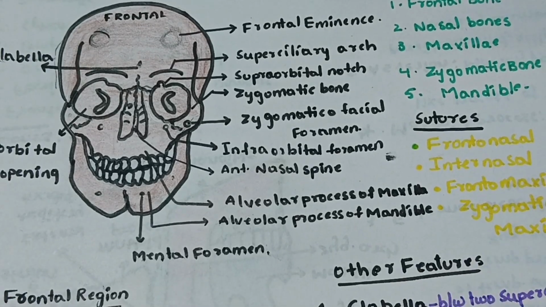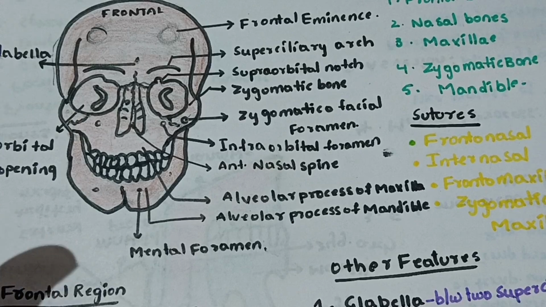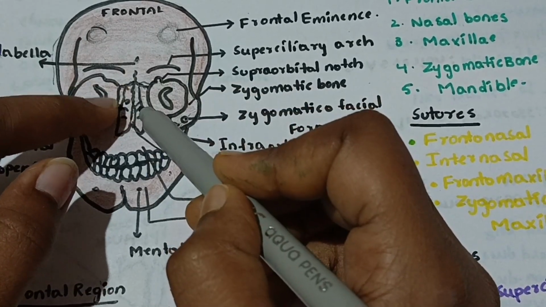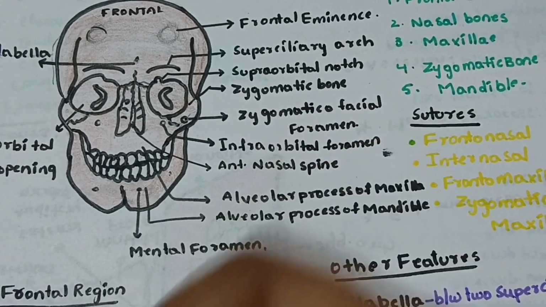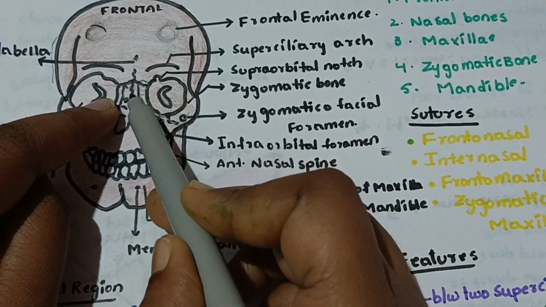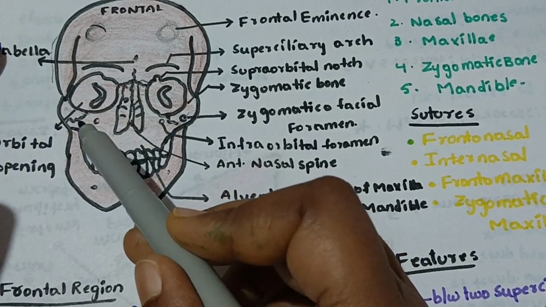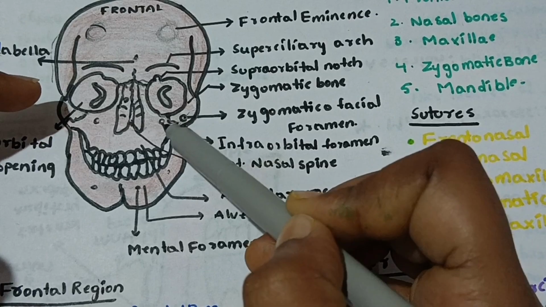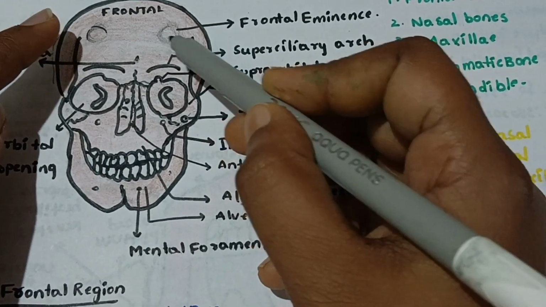What are the sutures involved in the formation of norma frontalis? The main sutures are four. What are they? Frontonasal: the frontal bone meeting the nasal bones at the frontonasal suture. Another suture is the internasal suture, where the two nasal bones are meeting. Another is the frontomaxillary, between the frontal bone and the maxillary bone, here somewhere.